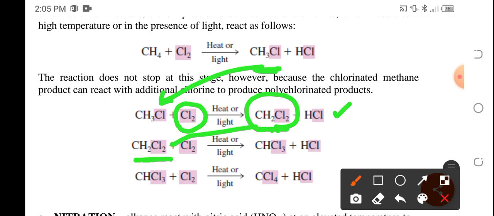So progressive lang siya. At kailan siya mag-stop? Kapag wala ng hydrogen na pwedeng i-substitute ng halogen. And that would be producing a polychlorinated or polyhalogenated products. Pag sinabing polyhalogenated products, ayan, ang dami na yung halogen na naka-attach dun sa organic compound.